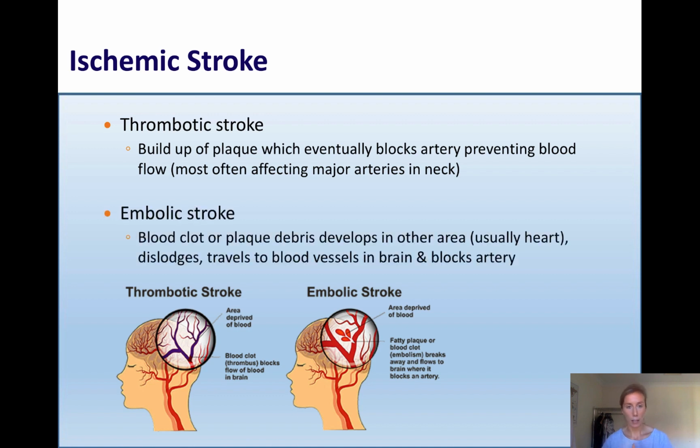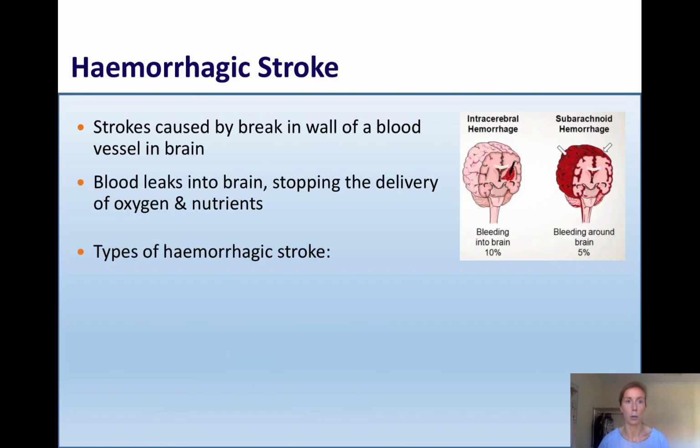We've then got an embolic stroke, okay, where that blood clot or that plaque actually develops in another area, which is usually the heart. That's the most common site. It actually breaks off, so dislodges from the artery wall, it travels in the blood vessels towards the brain and it blocks the artery. Okay, so just again trying to get your head around the differentiation there. So we've got ischemic, hemorrhagic, and within ischemic we've got thrombotic and we've got embolic strokes. And I know we're kind of skimming over this quickly, so don't panic if you're not keeping up too well. Just try and soak in what you can at the moment.